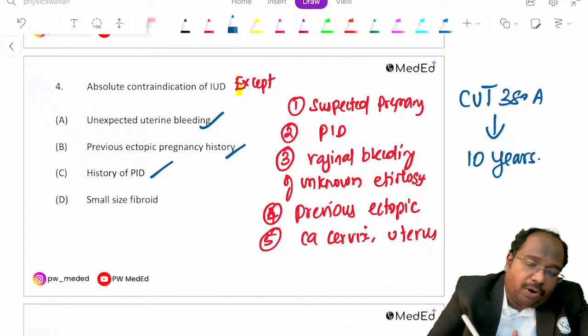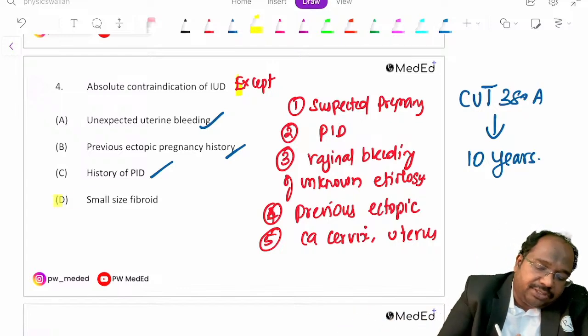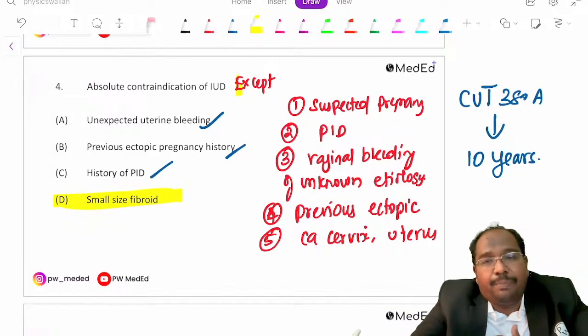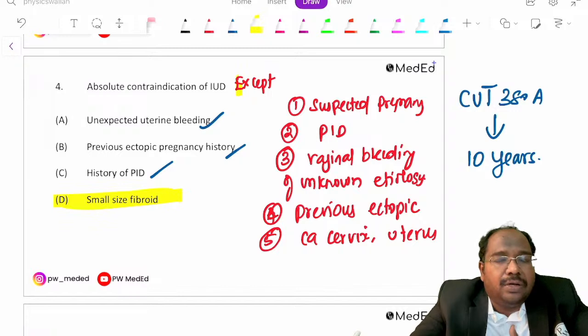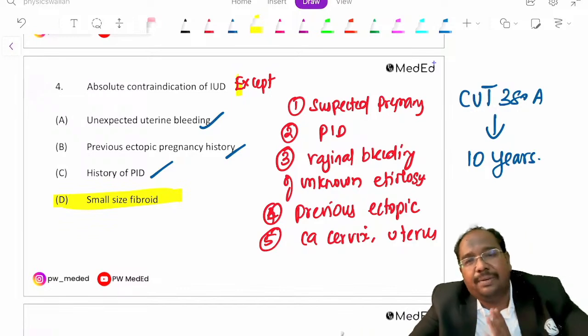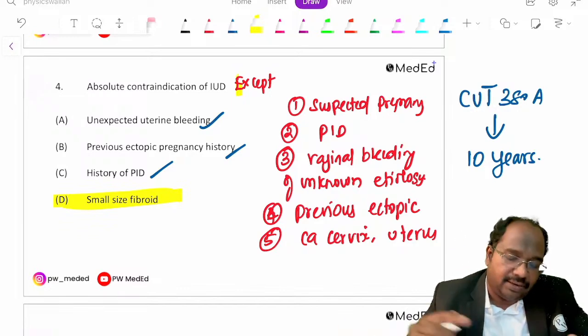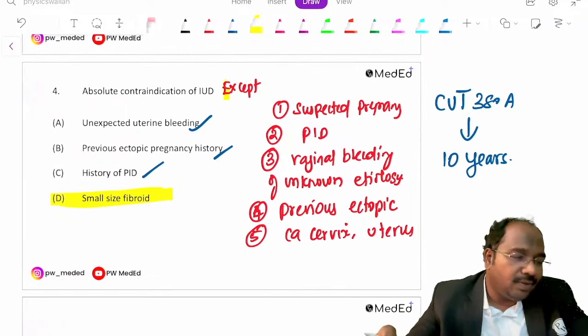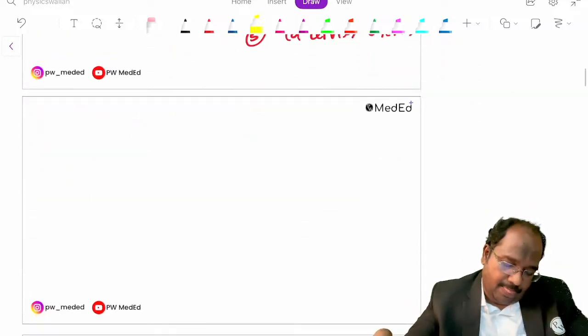So the possible answer for this question is fibroid, a small size fibroid. All others are right. You should not use it in history of PID, previous ectopic, or vaginal bleeding of unknown etiology. Okay, fine. Next.